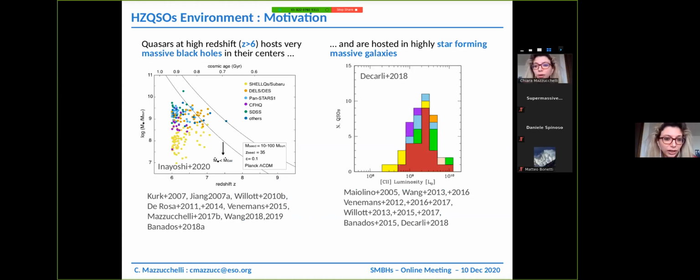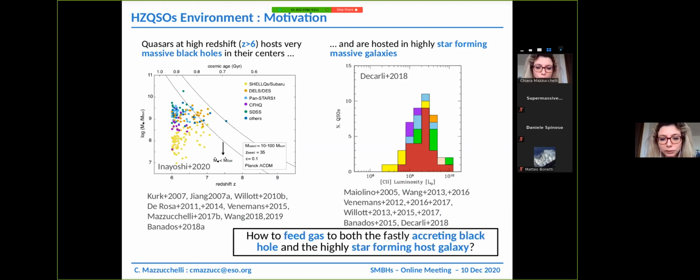As a matter of motivation and introduction, as we have seen many times, I'm sure, in this conference and today, quasars at high redshift already host very massive, supermassive black holes in their centers. At the same time, they're hosted by very massive and very star-forming galaxies, as shown by recent submillimeter observations. In this context, one of the main puzzles, I think, is how to feed the gas that is needed to both feed the fast-accreting supermassive black hole and the highly star-forming host galaxy.